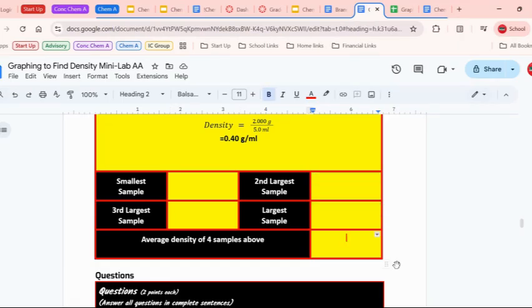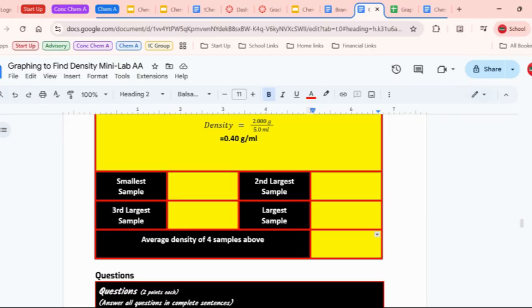Then you are going to find the average of these four densities. Average is found by adding up those four numbers all together and getting a total, then dividing that total by 4. Now, just as a point of reference, ladies and gentlemen, the average should always be between the highest and the lowest value.